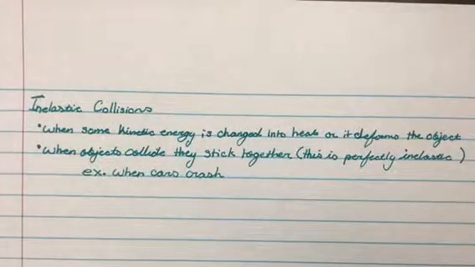In an inelastic collision, kinetic energy is not conserved. In a perfectly inelastic collision, the objects stick to each other. An example of this is a car crash.